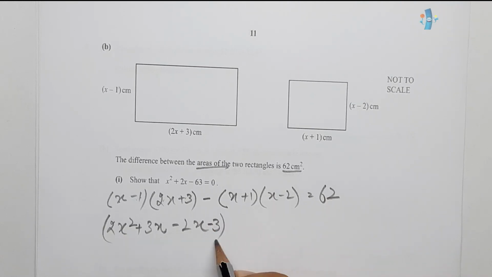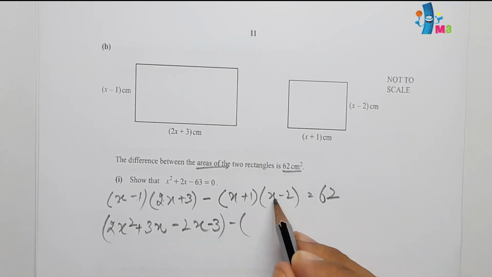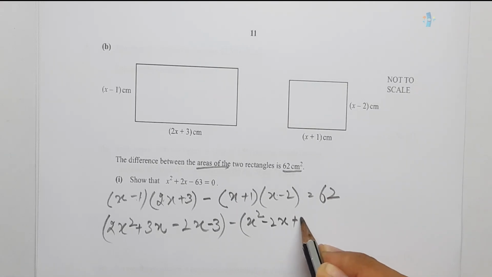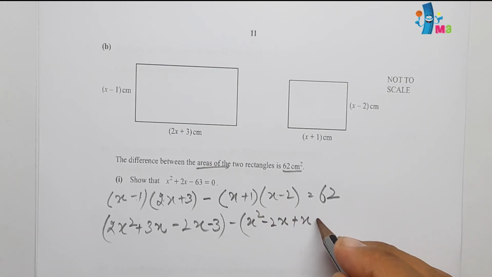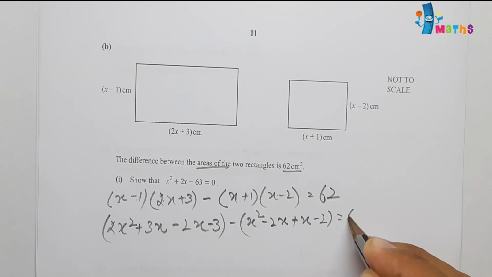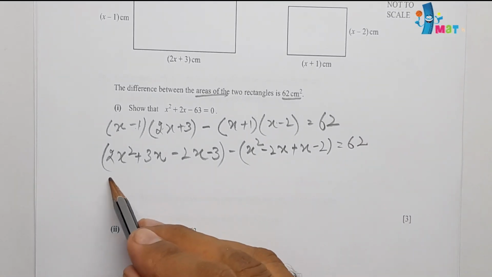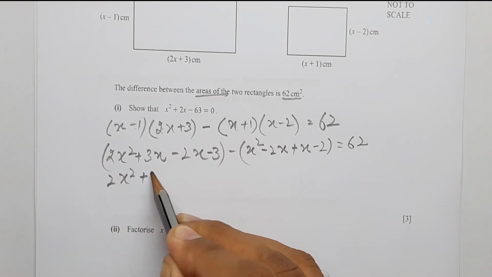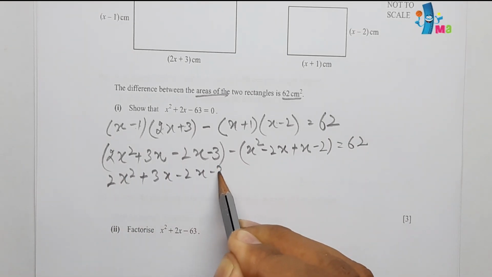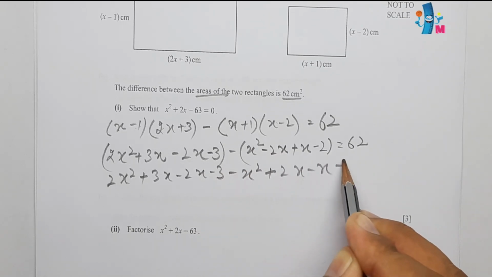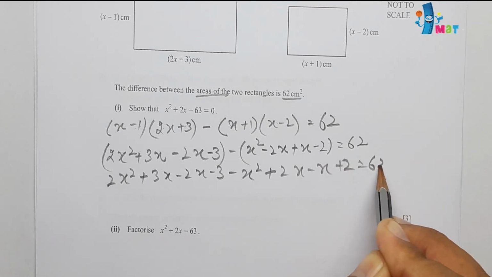We can put in brackets, then minus in brackets: x into x will be x squared, x into minus 2 will be minus 2x, then 1 into x will be plus x, and plus 1 into minus 2 will be minus 2, is equal to 62. Then we can open the brackets, and if we open brackets, signs will be changing, and we just open the bracket: x squared plus 2x minus x plus 2 is equal to 62.